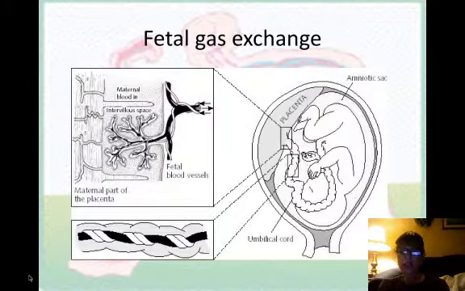Fetal gas exchange occurs through the placenta. The placenta contains fetal and maternal tissues. Capillaries from vessels in the umbilical cord enter the placenta. This is where gas exchange occurs with the mother's blood that circulates through the placenta also. The fetus has special hemoglobin that attracts oxygen more strongly than the mother's hemoglobin.